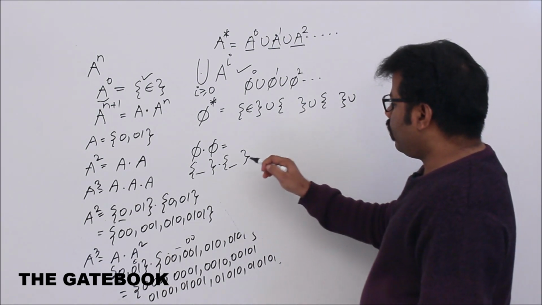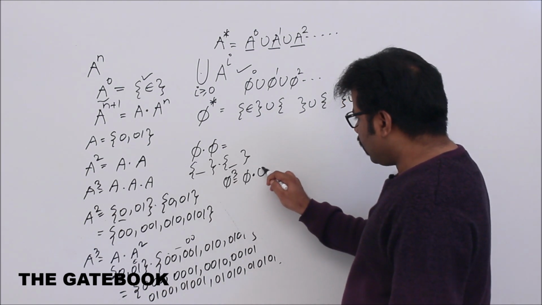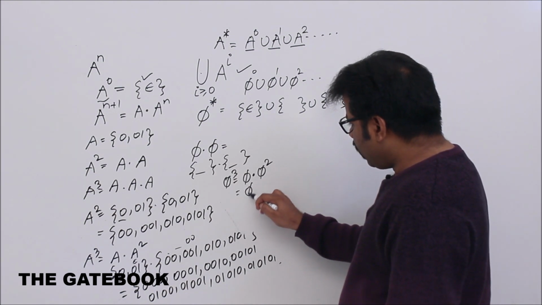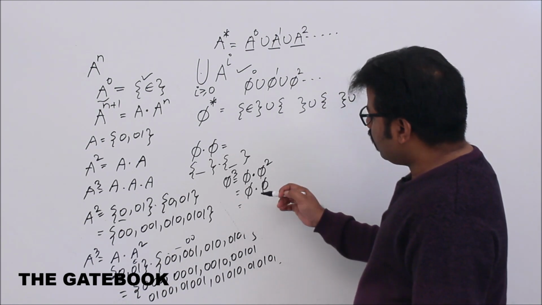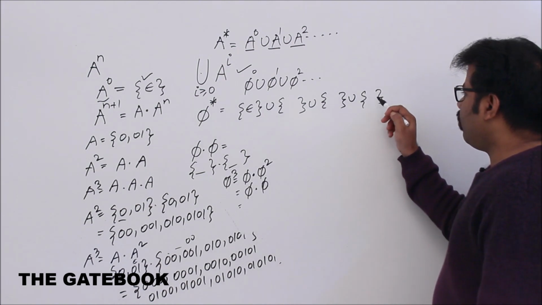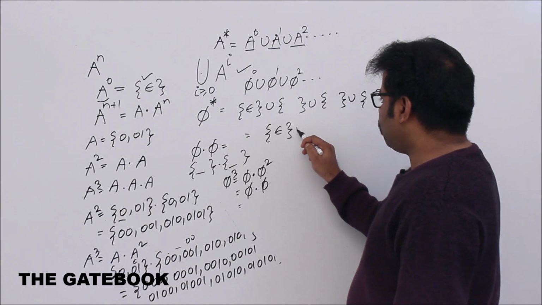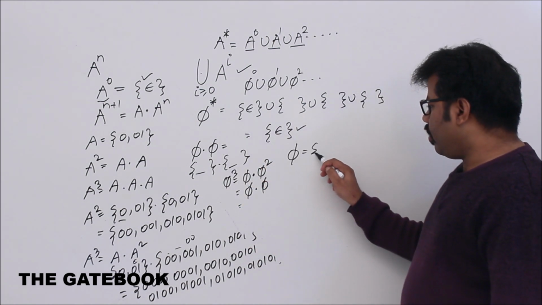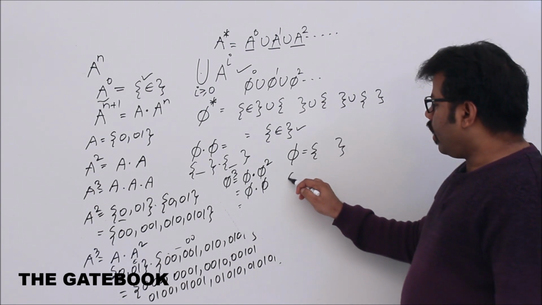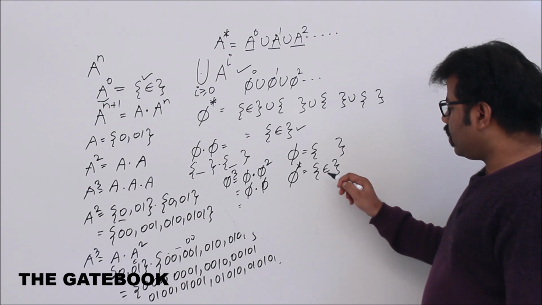Union empty cube. Here we can easily understand that empty cube is empty dot empty square according to the definition. Empty square, as we just realized, is empty, and empty dot empty is empty. In that way everything will become empty. Then you get only one element, that is epsilon. So empty set is actually a set with 0 elements, but empty star is a set with 1 element. Please note the difference.